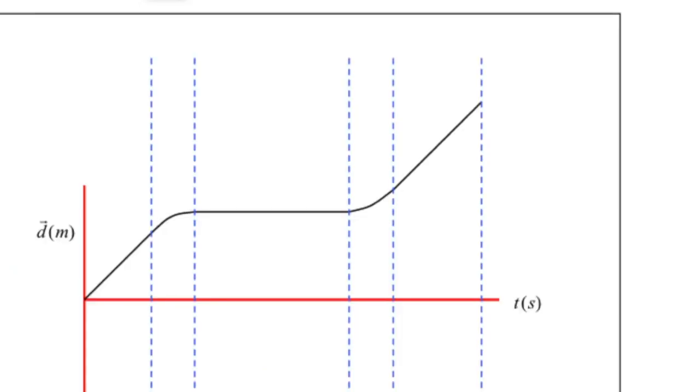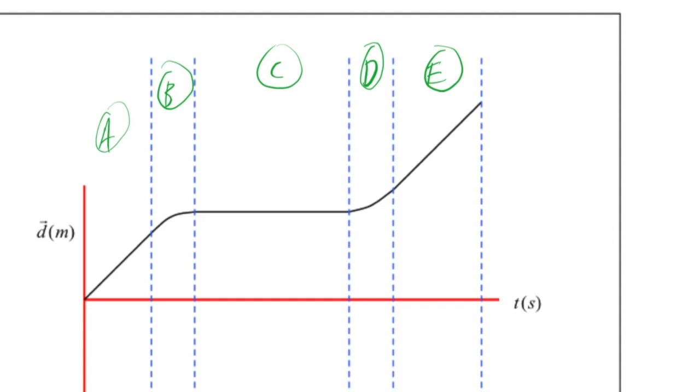Okay, so now the next challenge. We have a combination of different types of movement going on. What we have here is constant motion and accelerated motion. So let's label each section. That's A, B, C, D, and section E.